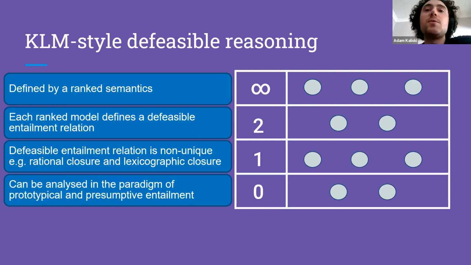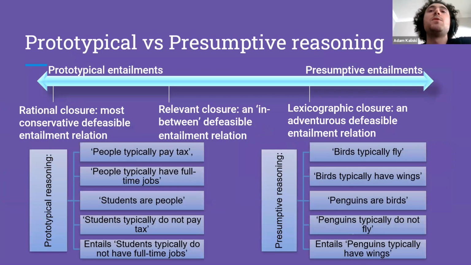There are many different ways of performing these rankings. You could rank these possible worlds in very many different ways. As previously mentioned, each of these ranked models defines a distinct defeasible entailment relation. And so there are many, many different kinds of defeasible entailment relations, different to classical monotonic reasoning, which is unique. These different defeasible entailment relations can be analyzed or thought of on a spectrum between the paradigms of prototypical and presumptive reasoning.